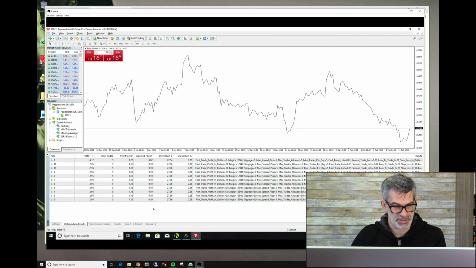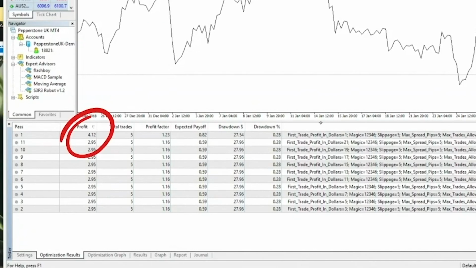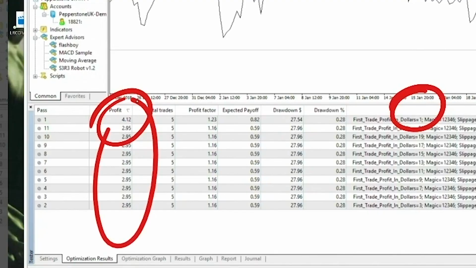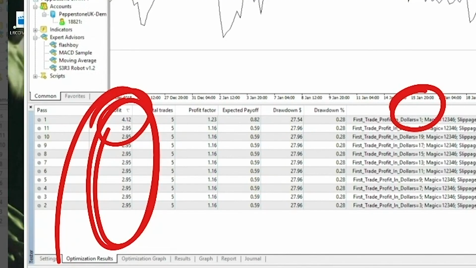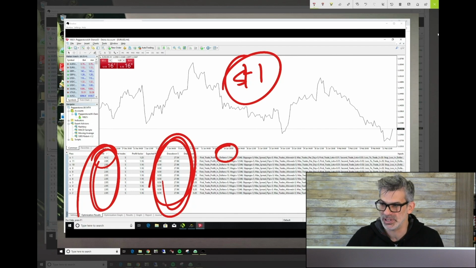So it's done with optimizing. Let's take a look at what happened. It looks like the same thing happened. We made the most amount of money when the profit target was just $1, and everything else was a really small amount of profit. That's interesting. And the drawdown was the same no matter what. So this is very interesting.